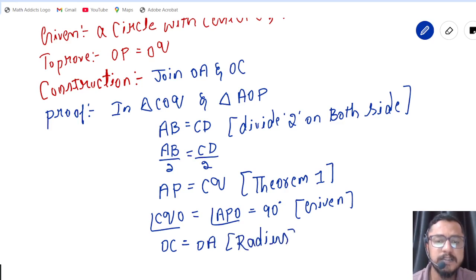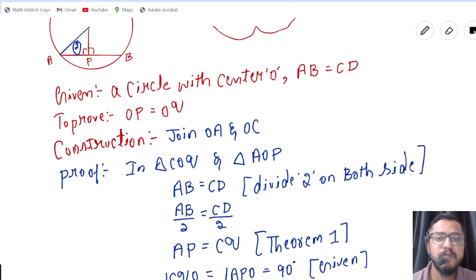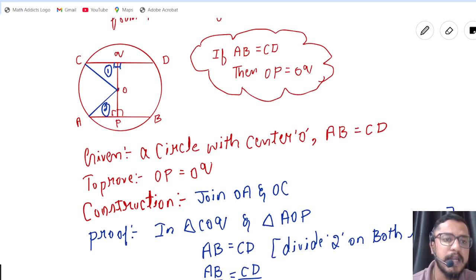Radius of the same circle. Now just tell me by which criteria these two triangles are congruent. See, both are right angle triangles. I showed CQ is equal to AP, which is a perpendicular distance, and CO is equal to AO, which is the hypotenuse. So yes, it's by RHS criteria.